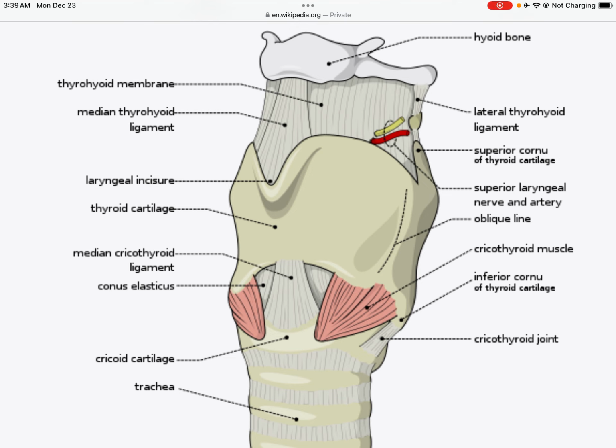This is the laryngeal prominence, and this is where there is an oblique line. Usually for the laryngeal incision, we take it from the oblique line, but there is a chance of loss of voice for patients having surgeries across this voice box. The cricoid cartilage is here, and the trachea is below that.